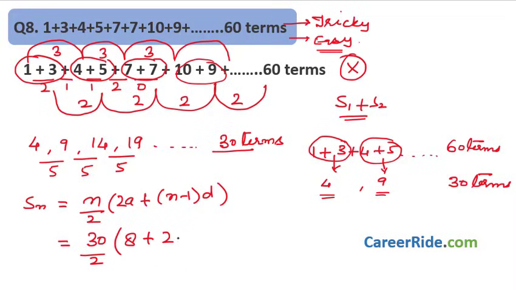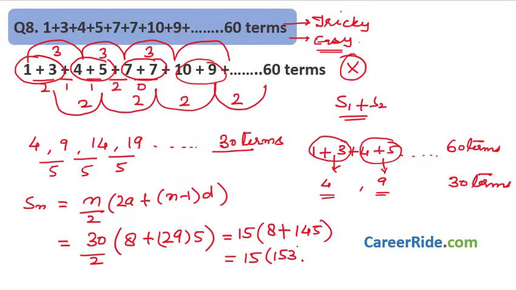n is 30, 30 minus 1 is 29, 29 into what the common difference is, 5 in my new series. What does this give me? This gives me 15 into 8 plus 145, so this is equal to 15 into 153, and the sum of the series would come out to be 2295. I have checked it. You can check it too. This is how it will come out.